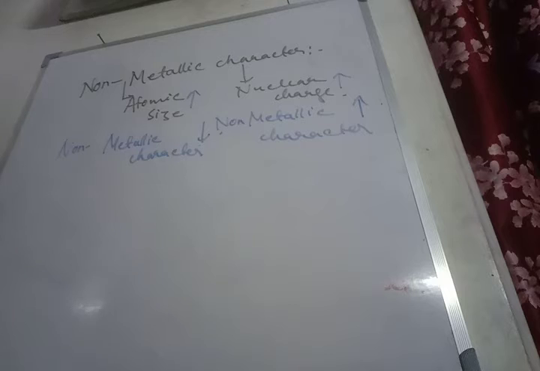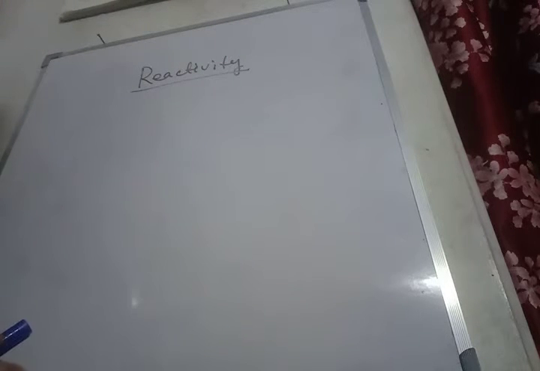Okay, next we come to the reactivity of the elements. Reactivity. Now reactivity basically depends on the tendency of an atom to either lose or gain electron. That means it will involve both metallic and non-metallic character. Now usually what do we see? On moving down a group, the reactivity increases, and on moving across a period, the reactivity first decreases, then the reactivity increases.